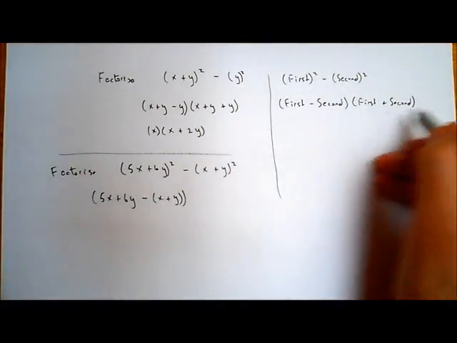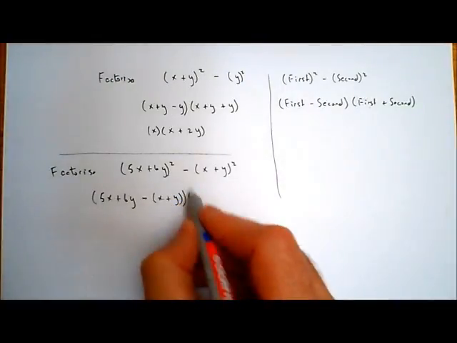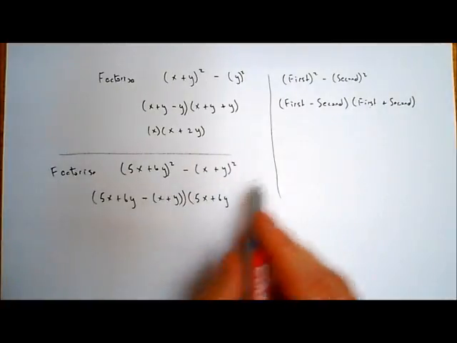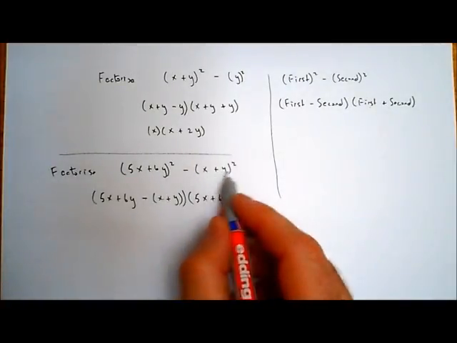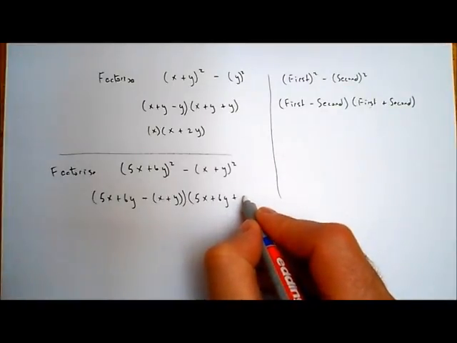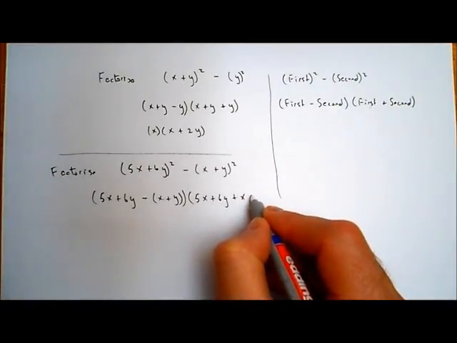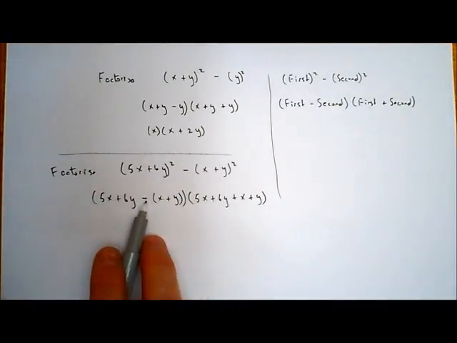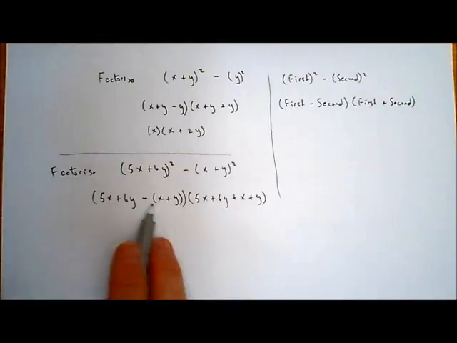And then in my second bracket, it's going to be first, which is 5x plus 6y, plus the second. So plus, and the second this time is x plus y. So plus, and I don't need to put it in brackets this time because I'm just adding x plus y. The only reason I needed to put it in brackets over here, the x plus y, the second part, was because I want to subtract the whole thing. It's minus x and minus y.